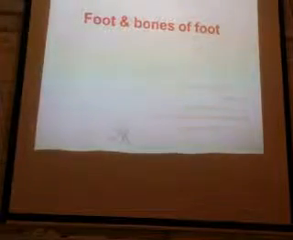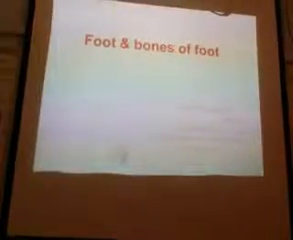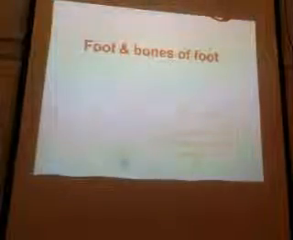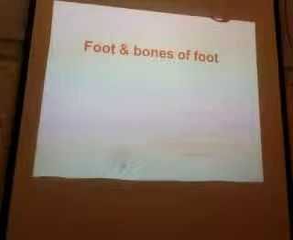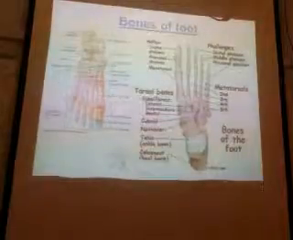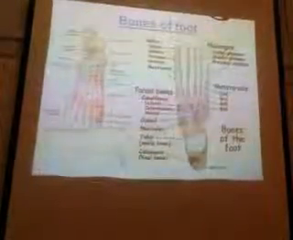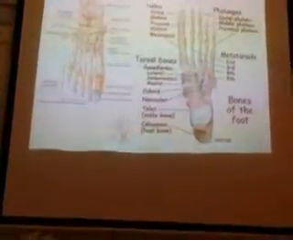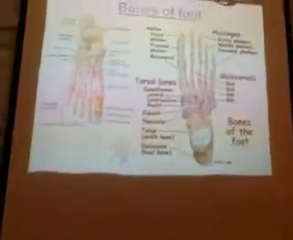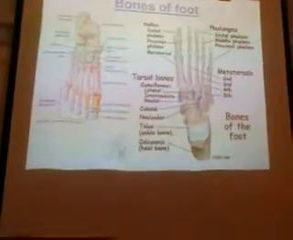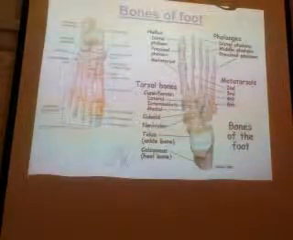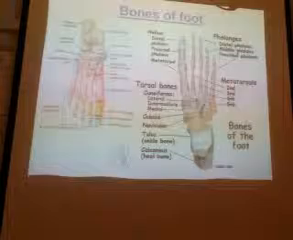So today's anatomy lab is on the foot and bones of the foot. The bones of the foot include the tarsal bones, metatarsals, and the phalanges. So how many tarsal bones are there? There are 7 tarsal bones.